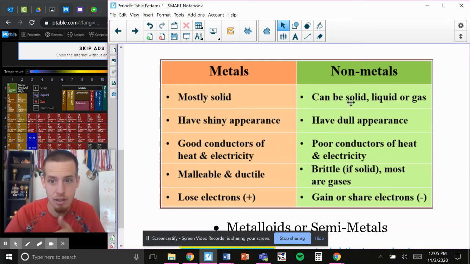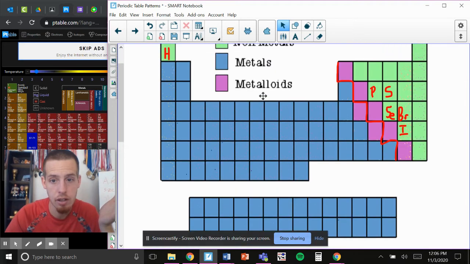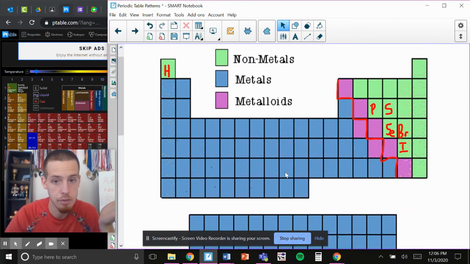Nonmetals are the opposite. They can be solid, liquid, or gas. They're dull. Powders normally aren't shiny. They don't conduct heat and electricity. They're brittle. They fall apart very easily. And they gain or share electrons, which is a negative charge. And if you're gaining negative things, you become negative. And that's a really cool thing about it. And you can tell that all from looking at this.